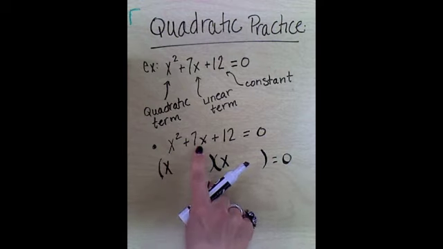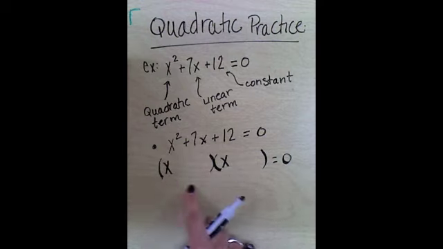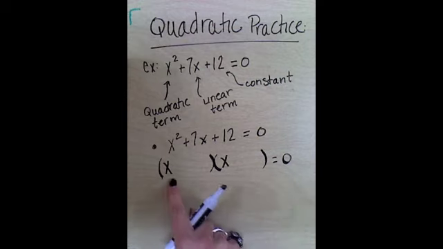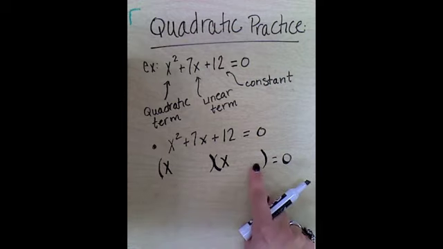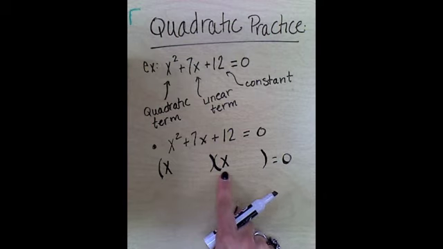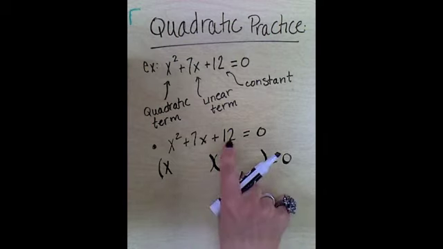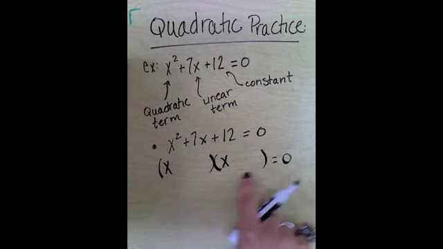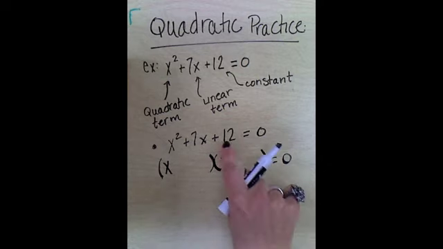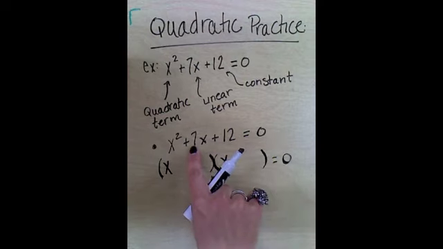I then have to figure out how to get the 7x. Well, the 7x is supposed to be a combination of our last terms multiplied together added with our middle terms. So we need to figure out what these two numbers are. The last number comes from the multiplication of these last terms. So what times what gives us 12, but we need to make sure it adds to 7.